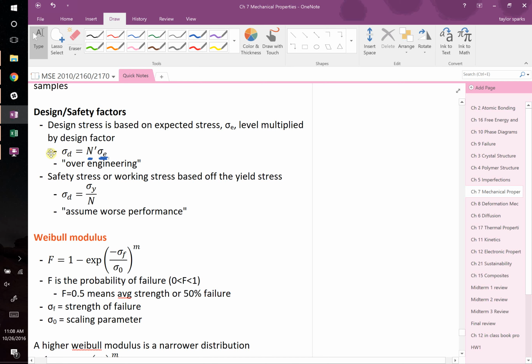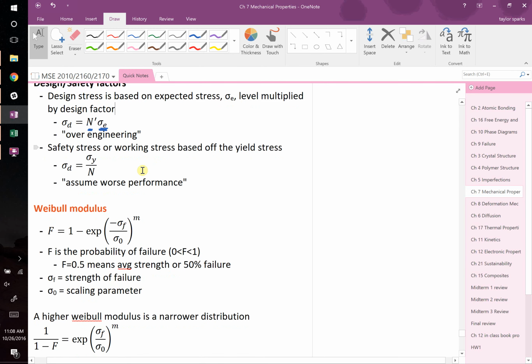So this can be thought of as over-engineering. And again, that factor N is just picked based off of past experience, gut feelings, right? Not very quantitative measures. And the other way this is sometimes done is they think about it in terms of safety stress or working stress based off the yield stress. So let's say your alloy has a yield stress. For example, aluminum tensile strength is about 50 megapascals. So instead of designing for 50 megapascals, they say, let's do that divided by some factor, N, right?